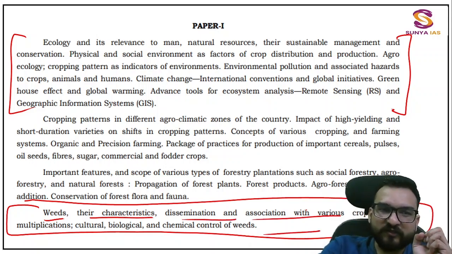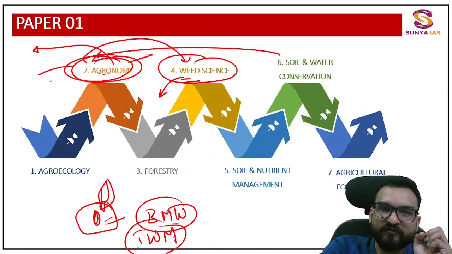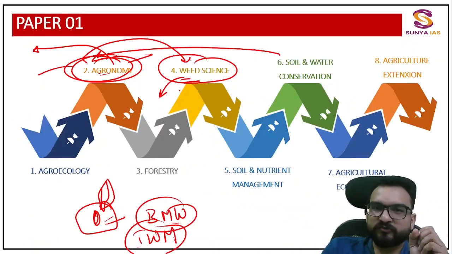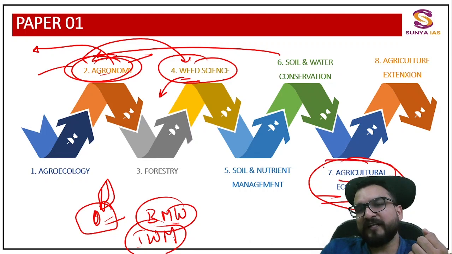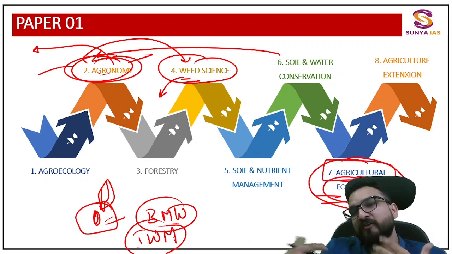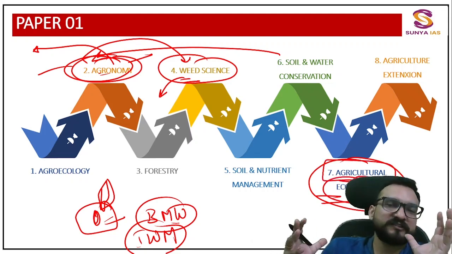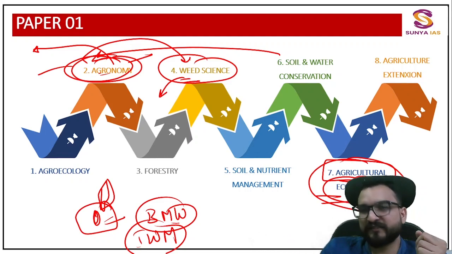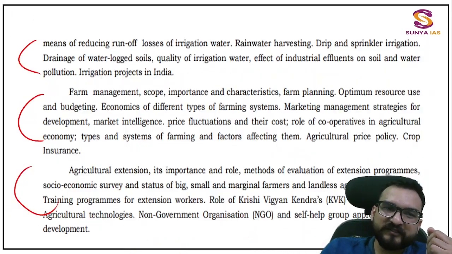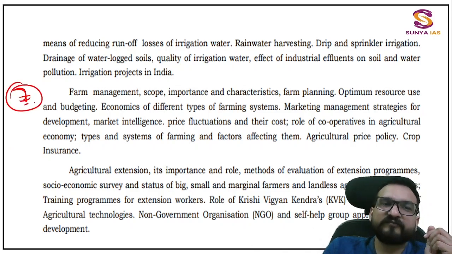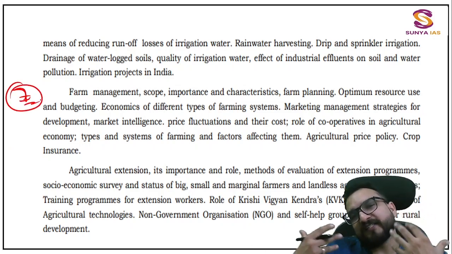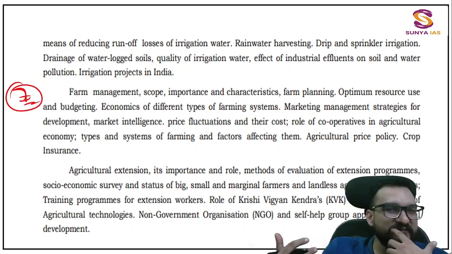When we are ahead, we will have had the understanding of agronomy and weed science. Now we will be selling the product, and in order to sell the product, I need to know the economics of agricultural products and agricultural markets. Then unit number 7. UPSC has not mentioned 7 and 8, but we have bifurcated it for our simplicity, so we can make a simple understanding.